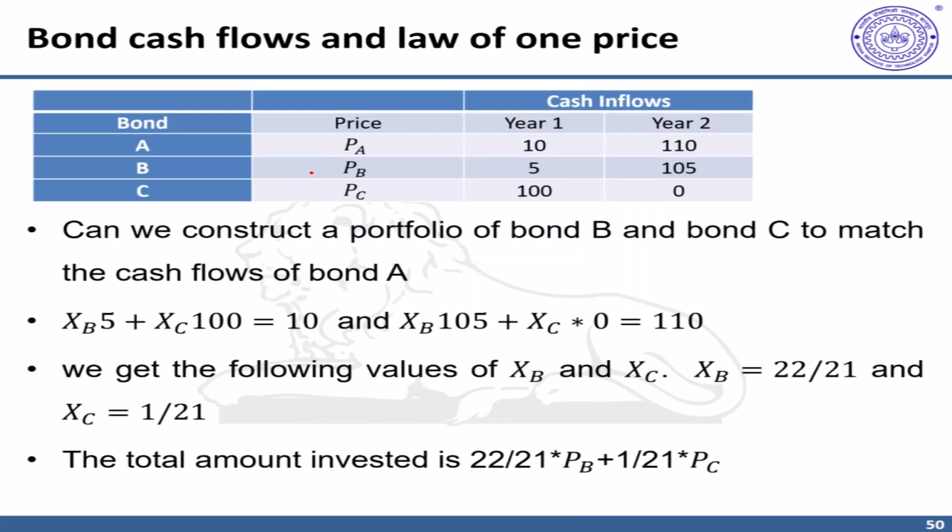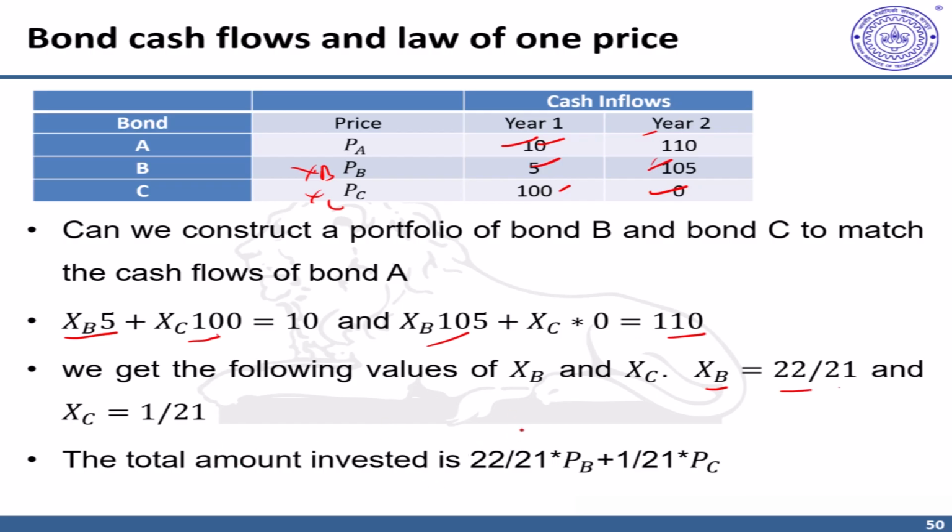We are trying to invest some weight XB in B and XC in C to generate cash flow same as bond A, which means XB into 5, where XB is the fraction or proportionate amount invested in B, plus XC into 100, equal to first year cash flow 10. Similarly, XB into 105 and XC into 0 equal 110. Solving for these values, we get XB equal to 22 by 21 and XC equal to 1 by 21.